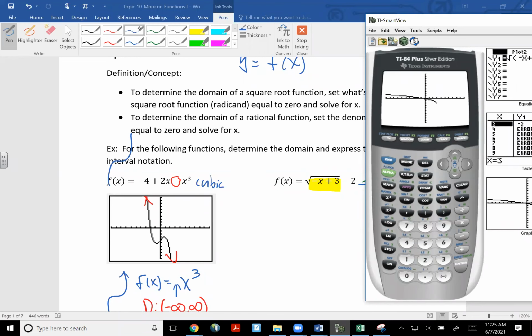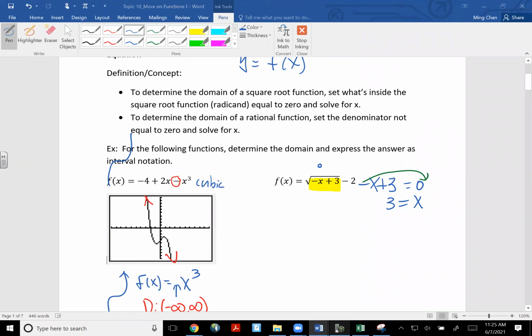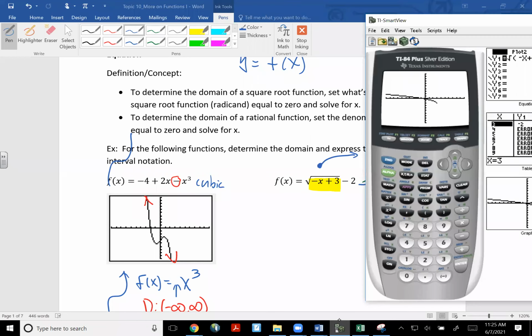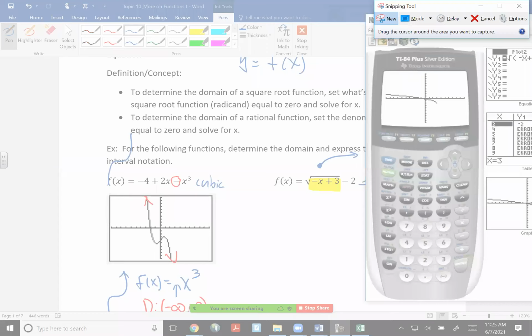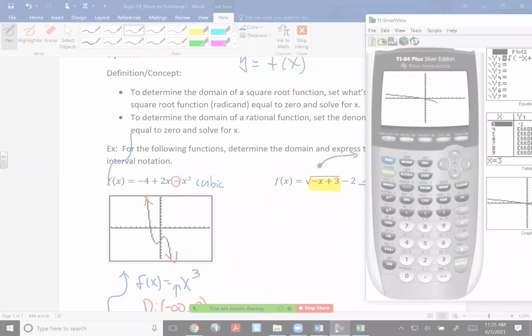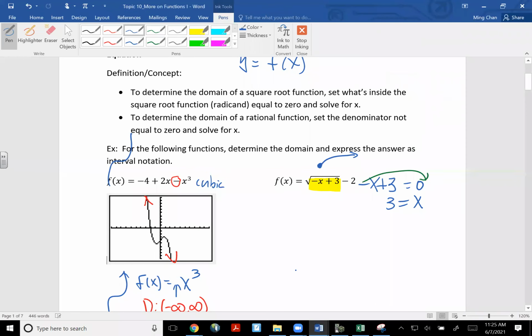Well, we thought a square root function normally looks something like this. Well, not this one. This one actually went the other way. So the x equal to 3 we just solved, take a wild guess what that 3 means.